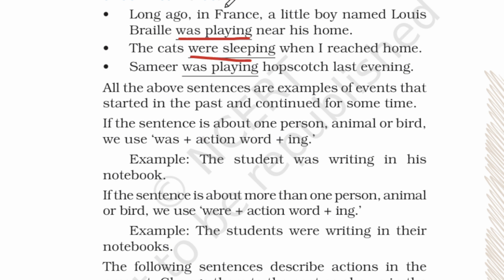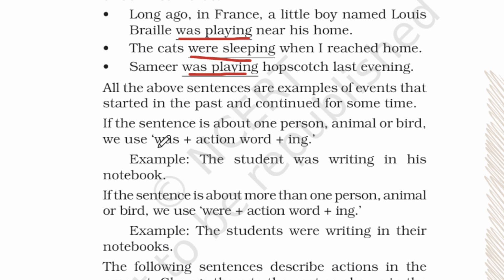Long ago in France, a little boy named Louis Braille was playing near his house. The cats were sleeping when I reached home. Samir was playing hopscotch last evening. So if you see, all the sentences are in the past tense; it had already happened.